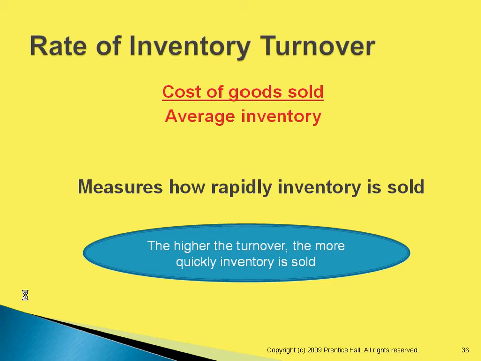dividing it by our average inventory. This tells us how rapidly we sell our inventory. The average inventory is simply your beginning inventory plus your ending inventory, divided by 2. And again, how quickly do we sell our inventory?